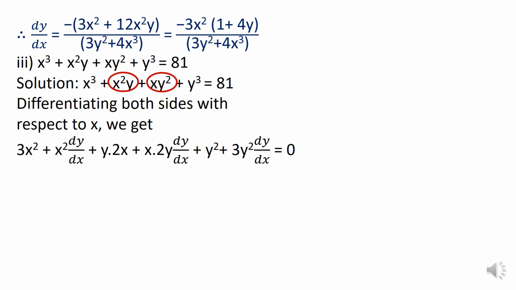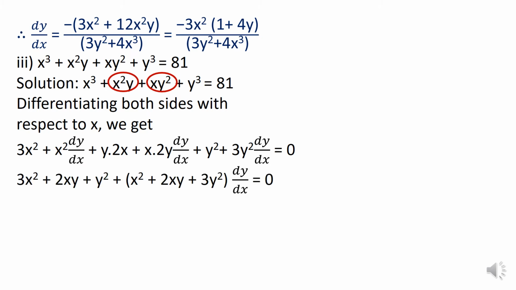x square y, by using product rule, it becomes x square dy by dx plus y into 2x. xy square becomes x into 2y dy by dx plus y square into, we remember that d dx of x is 1. So y square into 1, that is y square it remains. And the last term, y cube, becomes 3y square into dy by dx. On the RHS, 81 is a constant, so when we differentiate we get 0. Remember, wherever y comes, after differentiation you also write dy by dx by using chain rule.